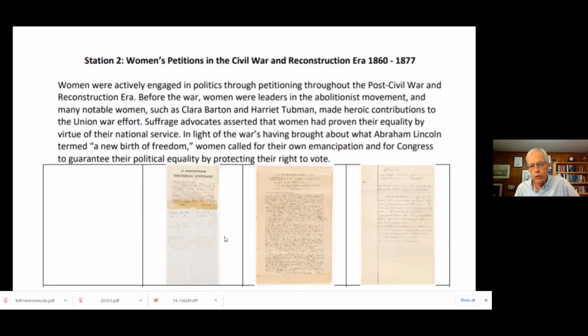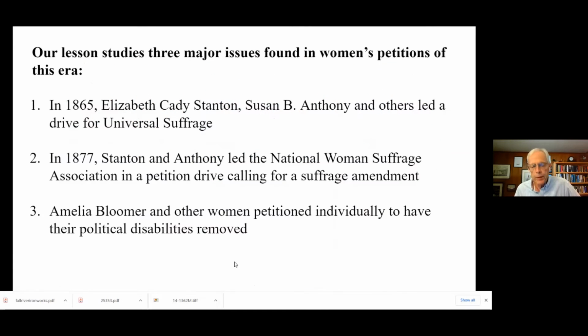And it's right after the Civil War. And so the petitions we have here will be about having the federal government expand its control over voting and civil rights. And so the three petitions in this part of the lesson are one from Elizabeth Cady Stanton and Susan B. Anthony calling for universal suffrage. A second, 12 years later, calling for an amendment granting women the right to vote. And then our third petition, which we'll look at a little closer, is Amelia Bloomer and other women petitioning individually to have their political disabilities removed.